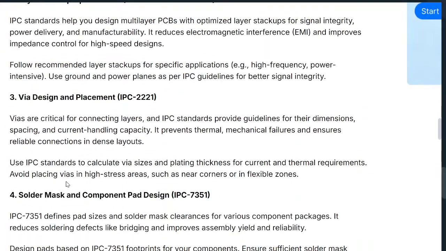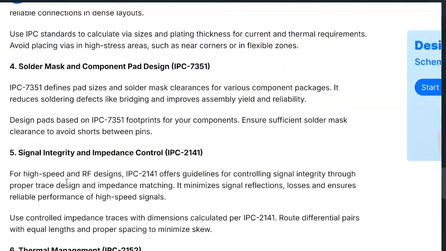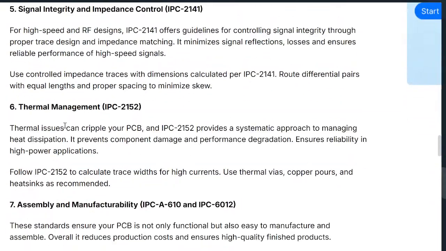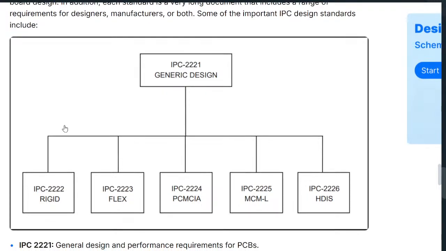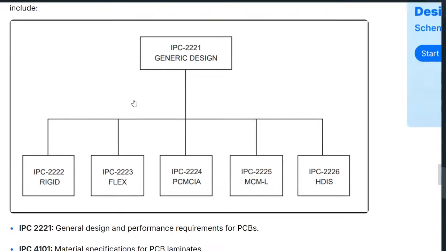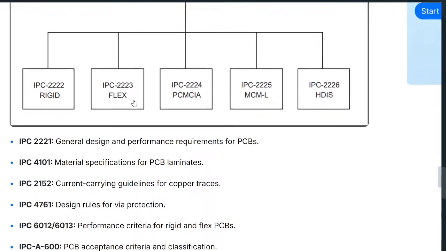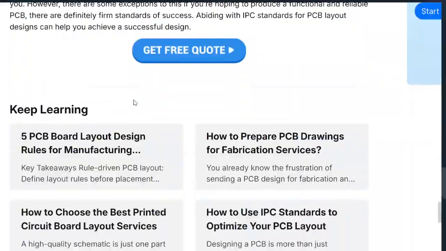Like this, everything is prescribed in different standards. These are all standards for making a PCB. See, all these are different standards. So many standards are there.